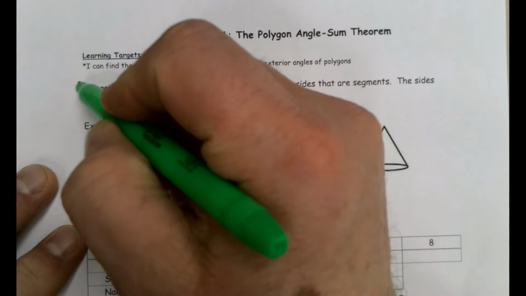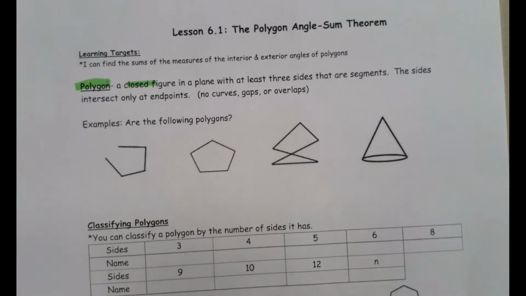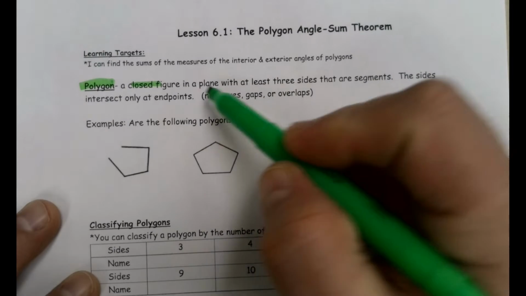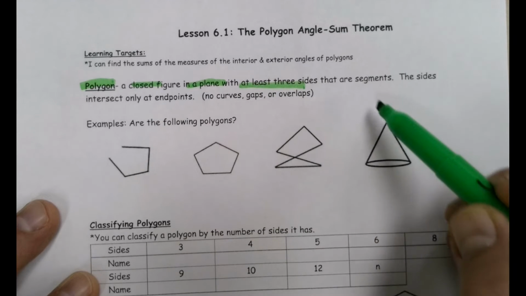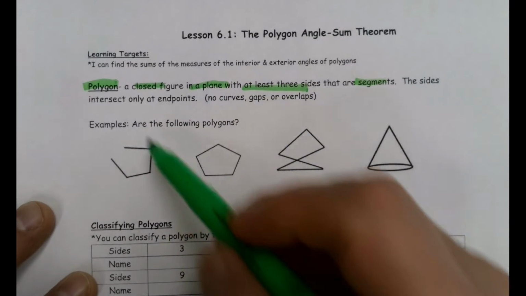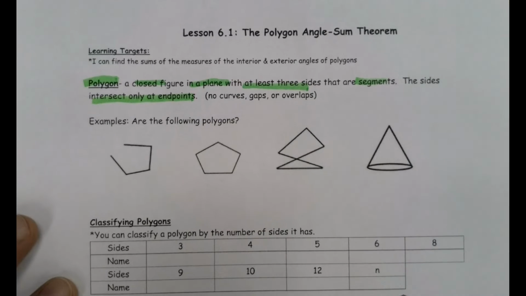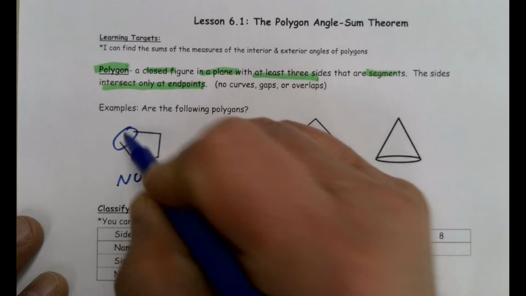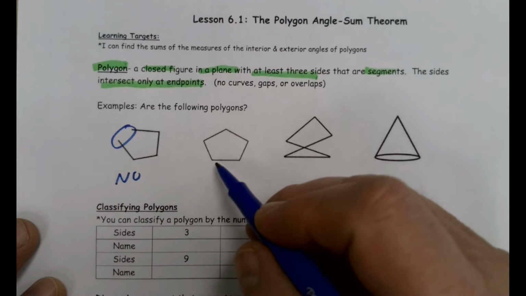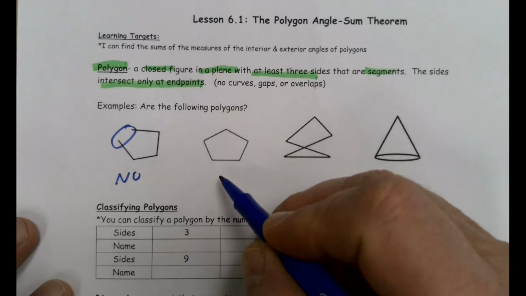Here's a good definition for a polygon. It's a closed figure, meaning it's not open. It's in a plane, so it's two-dimensional. It has to have at least 3 sides that are segments, and the sides intersect only at the endpoints. No curves, no gaps, no overlaps. So are these polygons? No, it's open right here. This one will be yes. They're all straight lines. It's closed. It's flat. It's all those things.